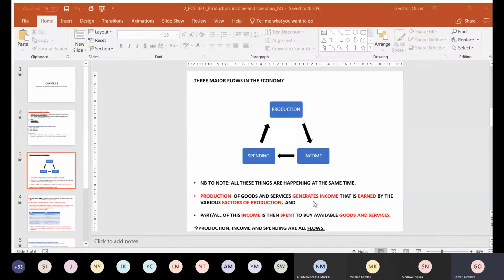Remember what I said earlier in terms of factors of production? It is your labor, your capital, entrepreneurship, as well as your natural resources, and of course the fifth one is technology. So part of all of this income is spent on available goods and services. And the key thing over here, from the introduction, is that the goal of the first session was to understand what a stock or flow variable is. Production, income, and spending are all flows.